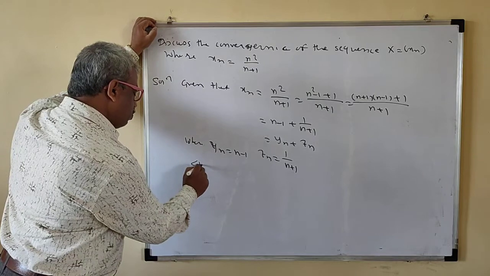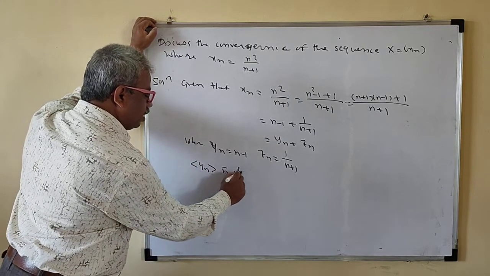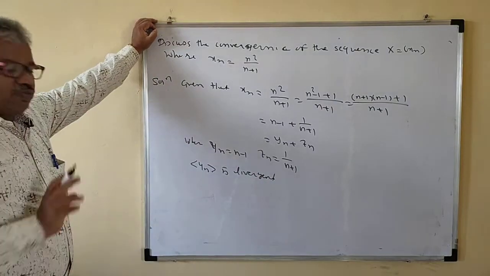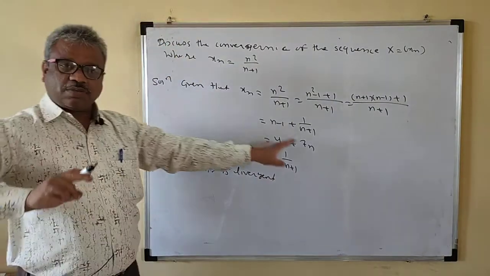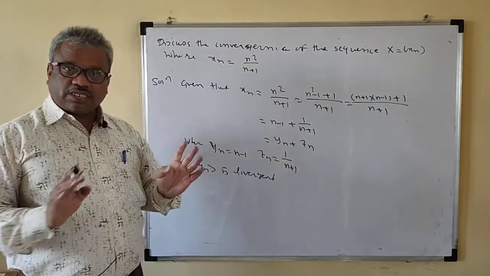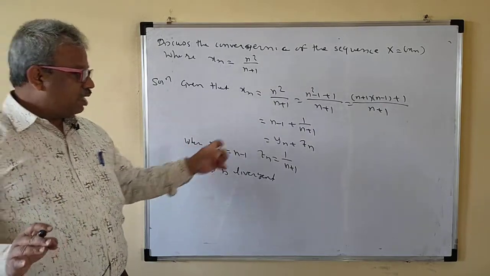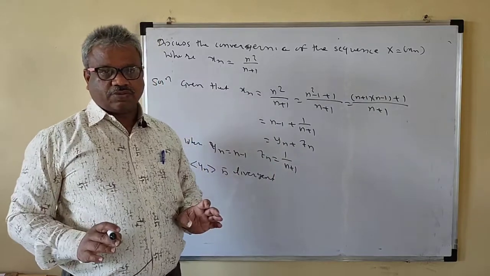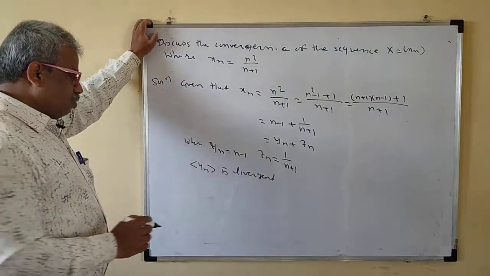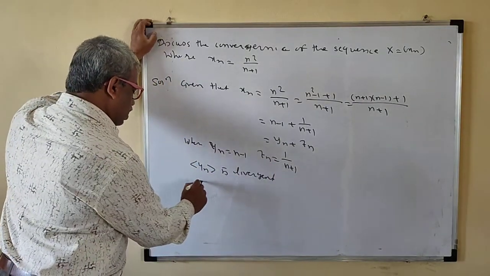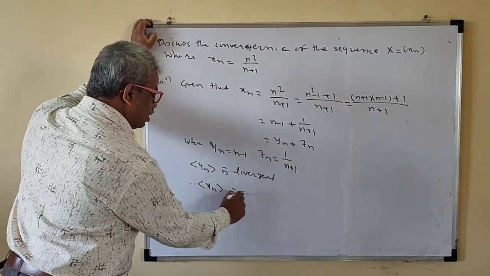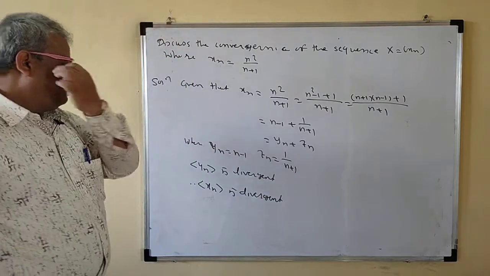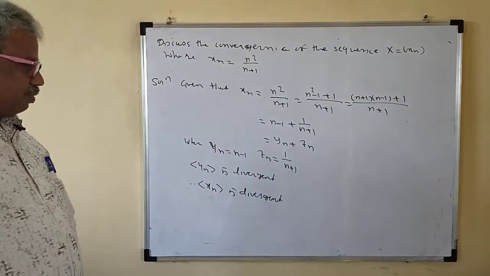The sequence yn is divergent. xn is the sum of the two sequences, but we know that if the sequences are convergent, their sum is convergent. Now here the sequence yn is divergent. Therefore the sequence xn is divergent.